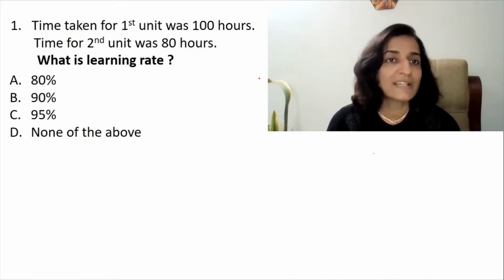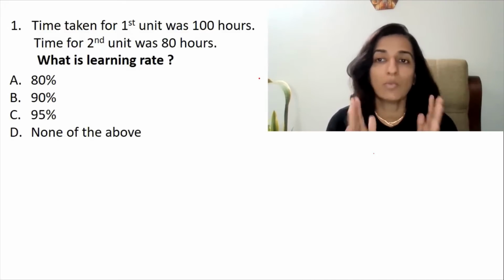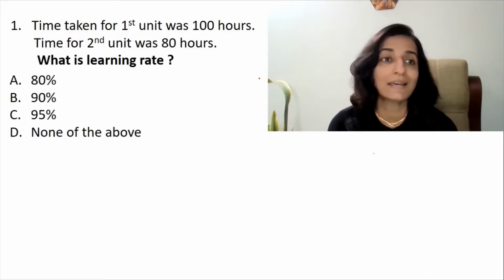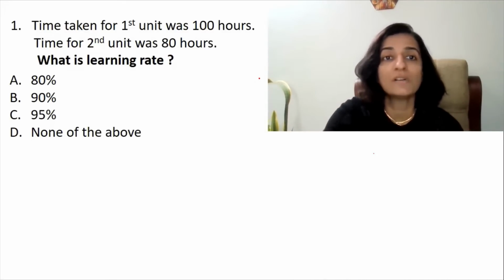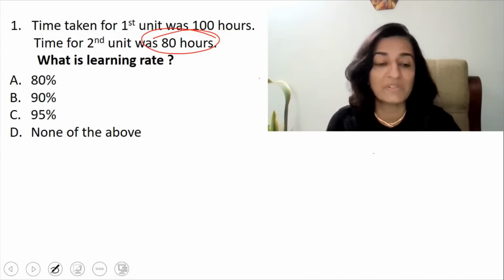Question number 1. Time taken for the first unit was 100 hours. Time taken for the second unit was 80 hours. What is the learning rate? Now, most students make a mistake and say that it is 80% just because the time of the second unit is 80 hours. Well, the learning rate is not 80%.